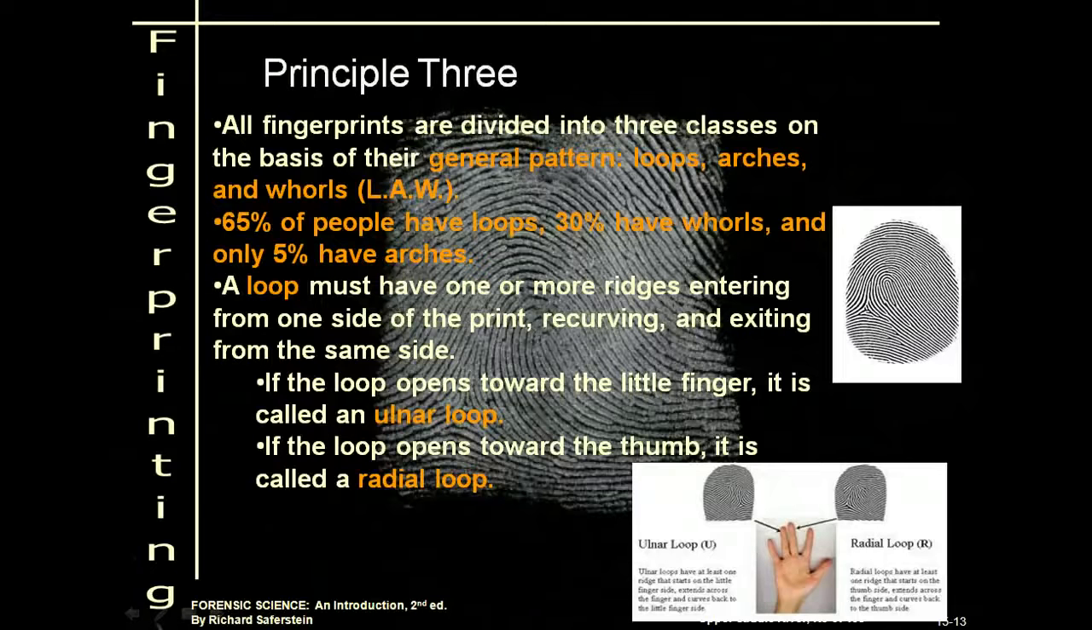And so let's talk real quickly through each of these different types here. A loop must have one or more ridges entering from one side of the print, recurving, and exiting from the same side.